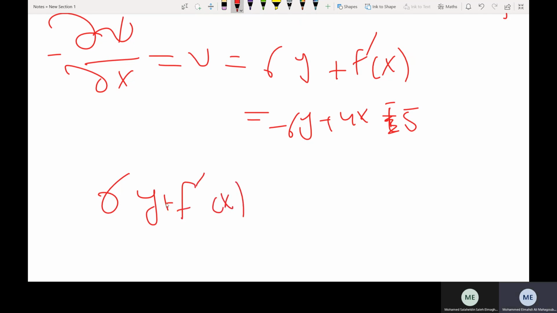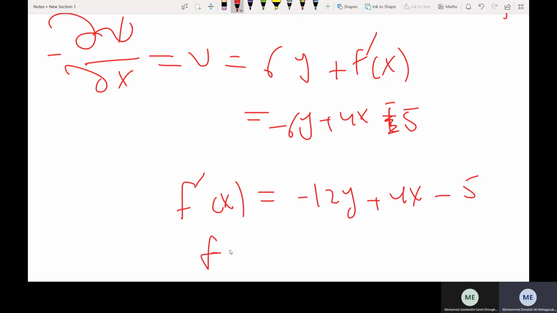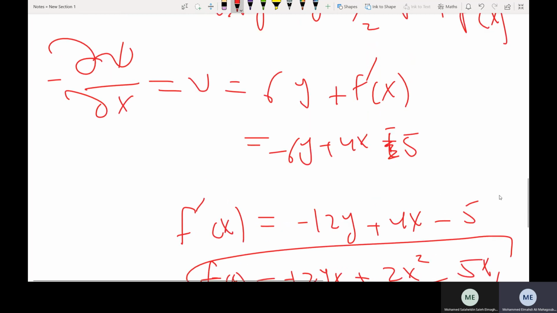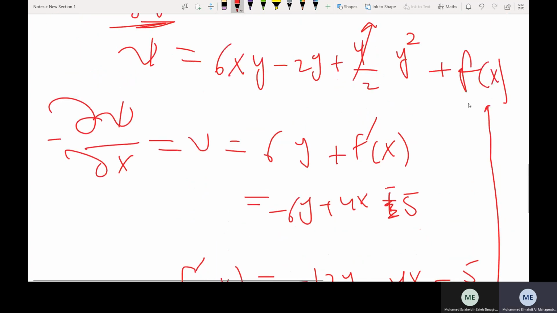You can take 6y to the other side, so you'll have 12y, and then f prime of x is equal to minus 12y plus 4x minus 5, and then f of x is equal to minus 12yx plus 2x squared minus 5x. Okay, now you know this function of x, plug it here, and there you have it. You have the stream function for your flow.